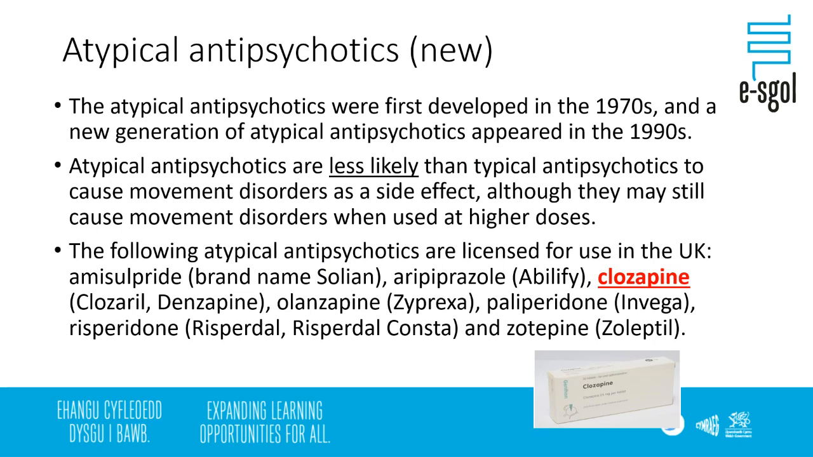And you can see this very big list. And the following atypical antipsychotics are licensed for use in the UK. Now, I'm not going to butcher all of the pronunciation of these words, but one that would be good for you to bring into an essay is clozapine, and I've put that one in red. That is a type of atypical antipsychotic.